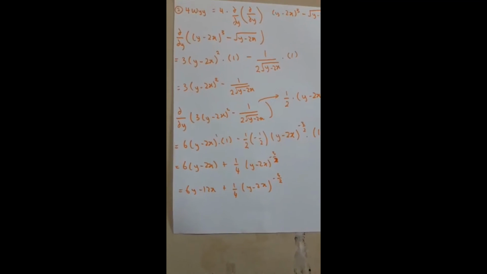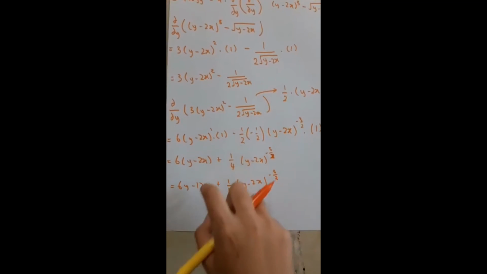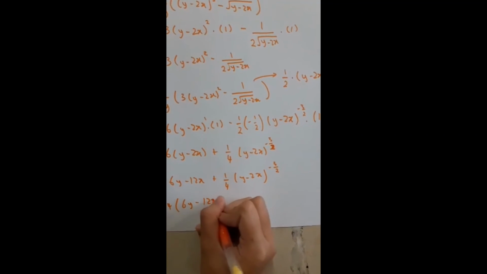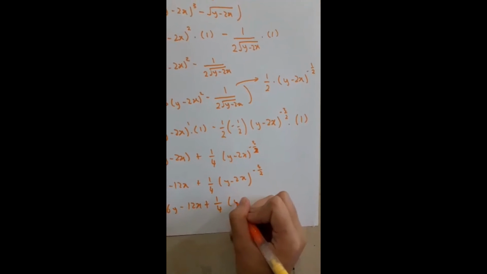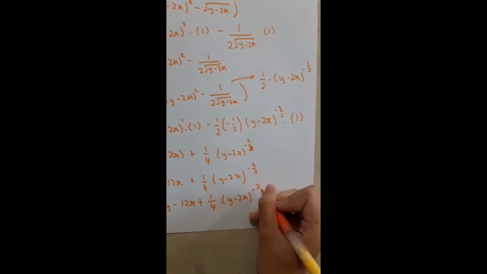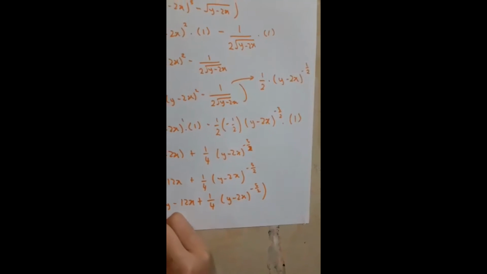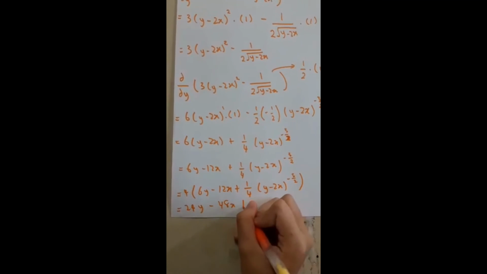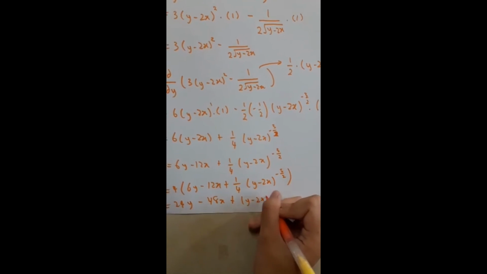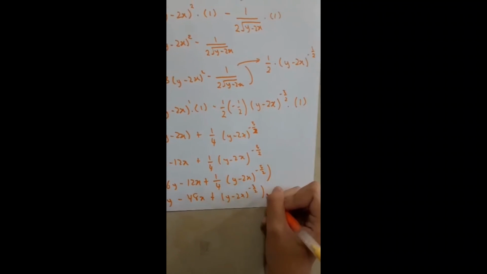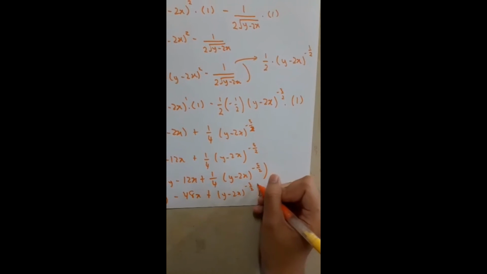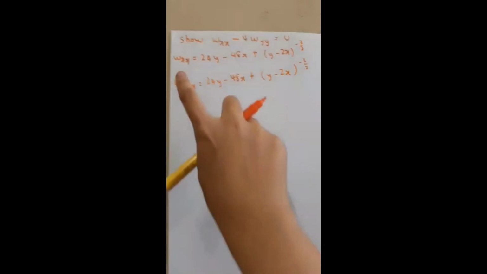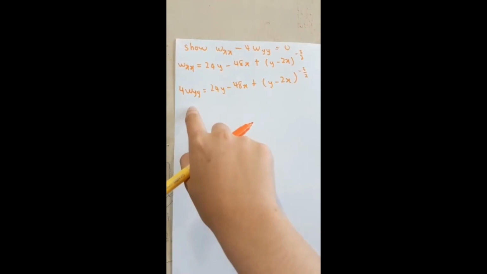Okay, so this is for the wyy only, so we must multiply this function by 4. So 4 times (6y minus 12x plus 1 over 4 (y minus 2x) to the power of negative 3 over 2). So we get 24y minus 48x plus (y minus 2x) to the power of negative 3 over 2. Okay, so we are done with the first part just now for wxx and wyy.